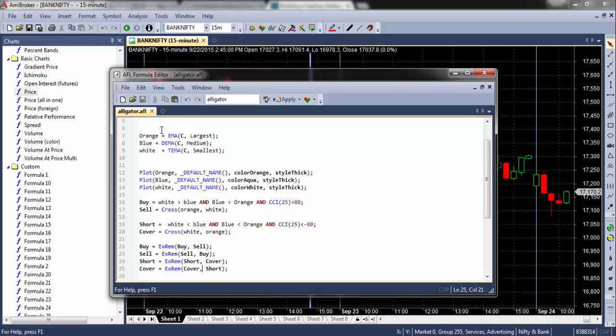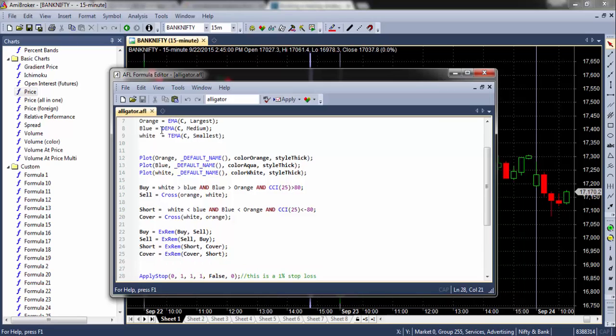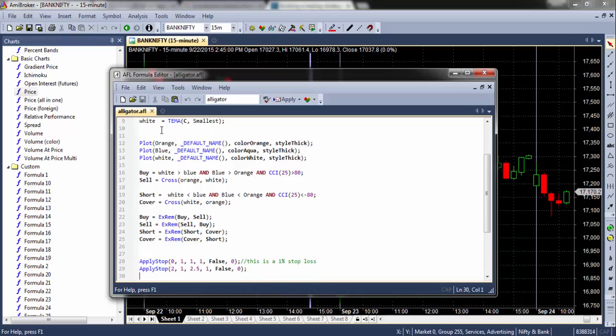Then we've got the ExRem to remove the additional buy and sell signals that would come. These ensure that we are just going to have one buy followed by a sell and a short followed by a cover, and not multiple shorts being entered. These are our apply stops of 1% maximum loss and a trailing stop loss of 2.5%.